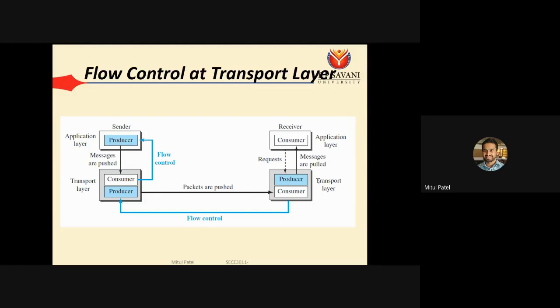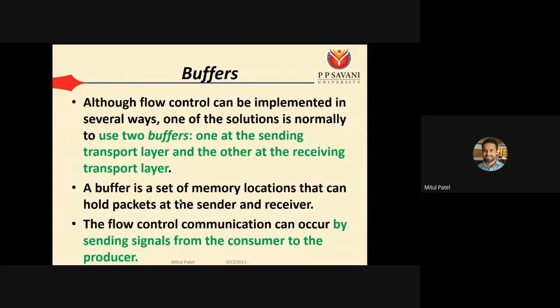This can be done by a buffer. One buffer is at the sending side and one buffer at the receiving side. When our buffer is empty, at that time we need to inform the sender that now you can send the data. When the buffer becomes full, at that time we need to inform the sender that now you have to stop your transmission. So the flow control at the transport layer can be implemented by the buffer.